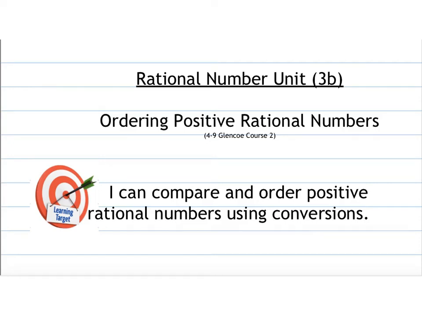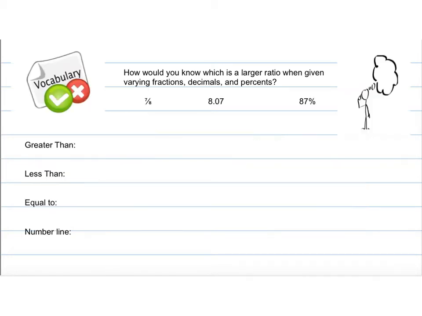Hello, sixth graders. We are in our rational numbers unit. Our lesson today is on ordering positive rational numbers. Our learning target that we need to write down is: I can compare and order positive rational numbers using conversions.